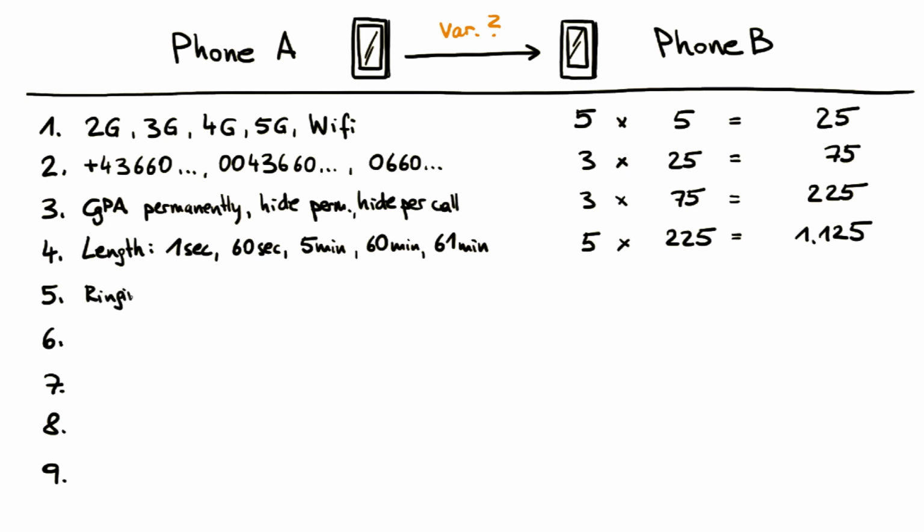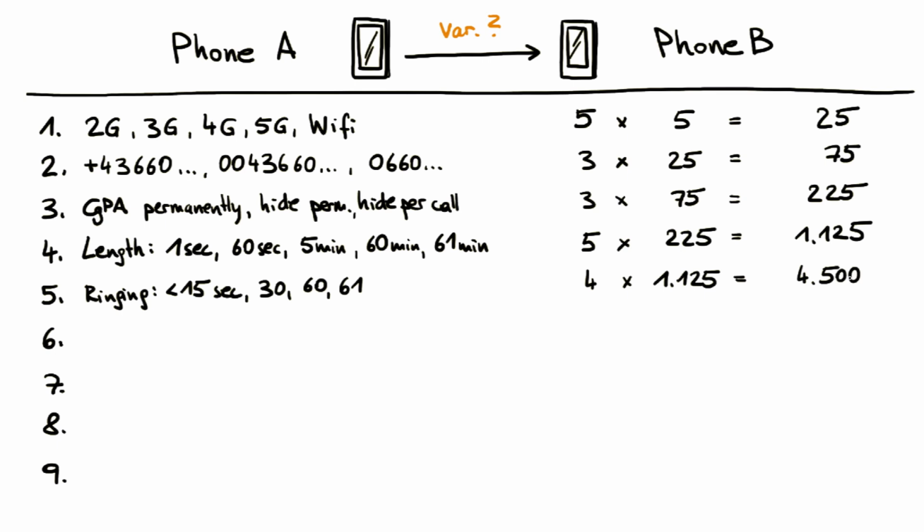Next we have the ringing duration. The called subscriber B can answer immediately, after 15 seconds, 30 seconds, 60 seconds, and 61 seconds again. So we have again 4 combinations here. So I had 4 multiplied by 1125 is 4500 combinations until now.